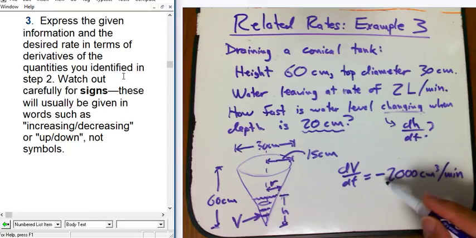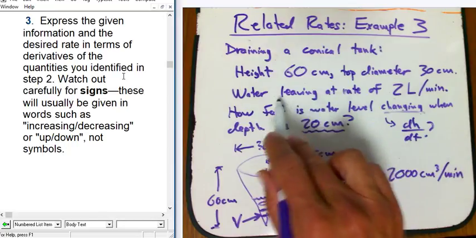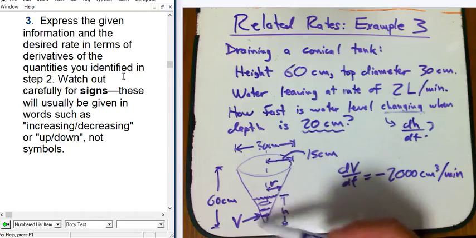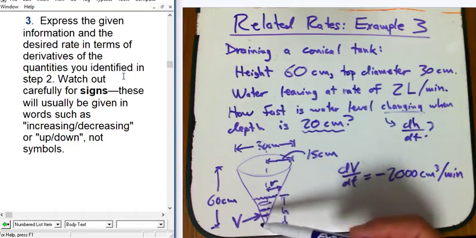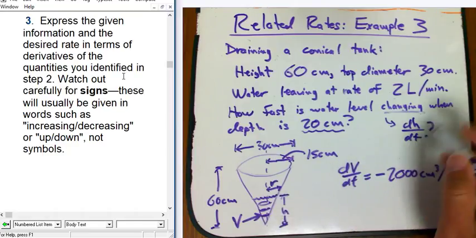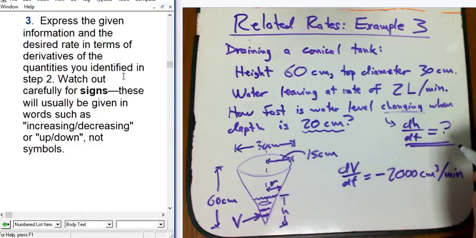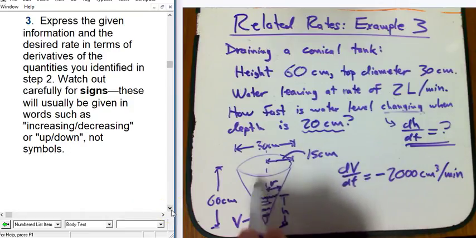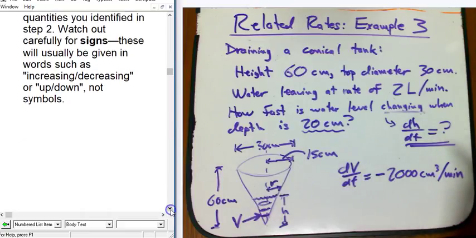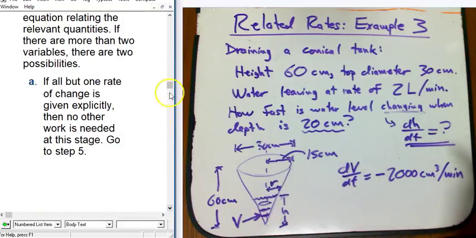Okay, and we've watched out carefully for signs because the water's leaving the tank. The volume of this conical bit of water is decreasing. Okay, and we want to know dH/dt equals what? As far as we know, V and H are the relevant things, but I've already given you a hint that R is going to be really crucial as well. So let's write down a master equation.